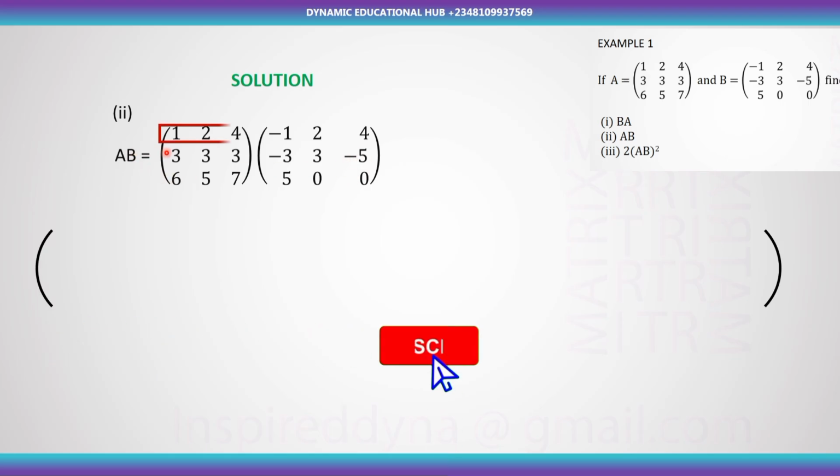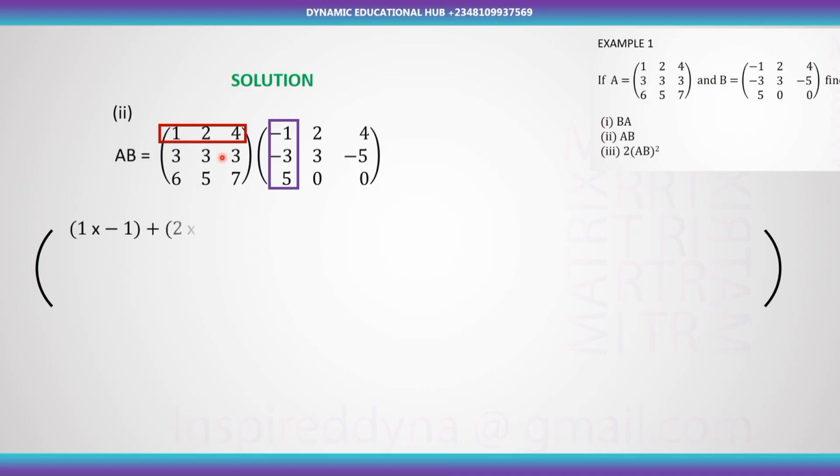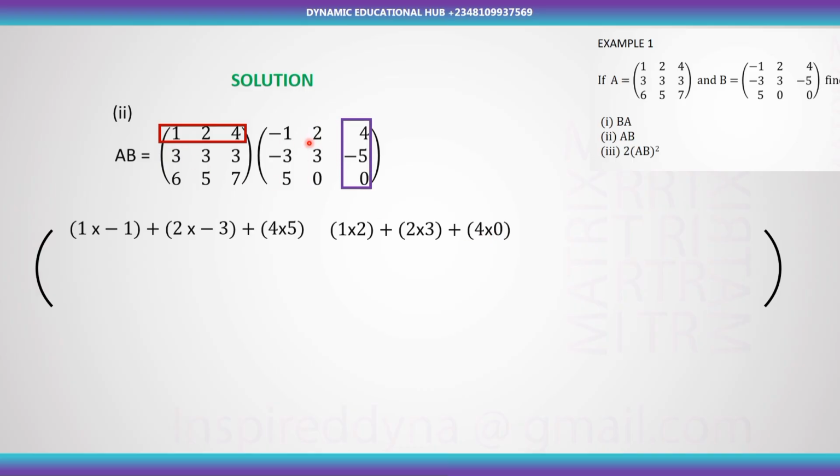Don't forget row versus column. Now let's pick it. First one, 1 times minus 1 plus 2 times minus 3 plus 4 times 5. Next one, 1 times 2 plus 2 times 3 plus 4 times 0. So we have here. Then to the third column, 1 times 4 plus 2 times minus 5 plus 4 times 0. We have here. We are done with that.